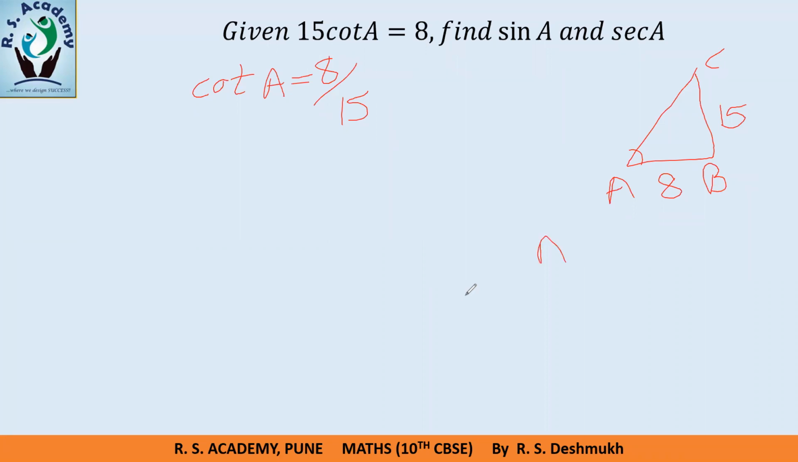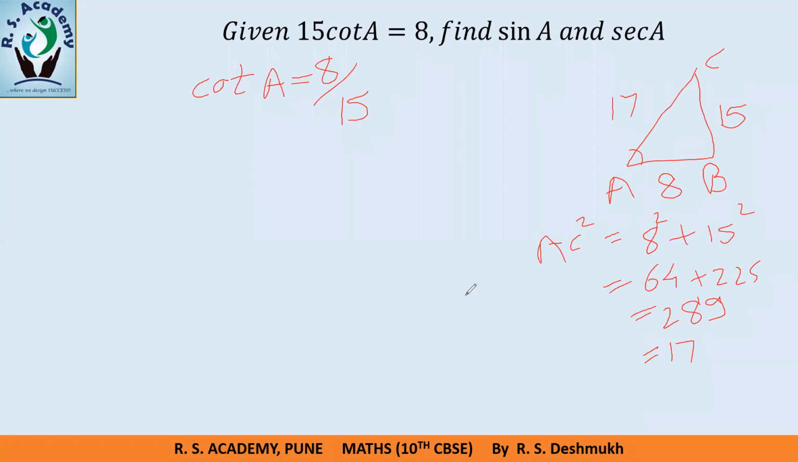I say that AC square is equal to AB square plus BC square. So it is 8 square plus 15 square, that is nothing but 64 plus 225, which is 289, and the root of that I think is 17. So AC is equal to 17.